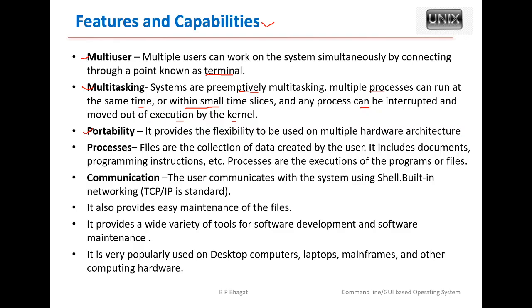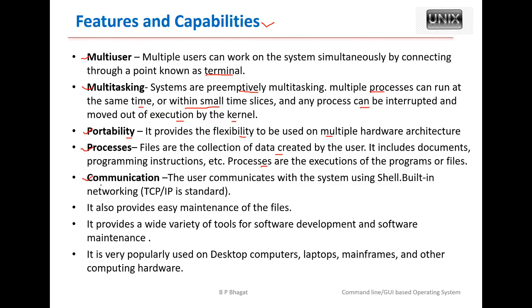The third feature related to the Unix operating system is that it provides the flexibility to be used on multiple hardware architectures. That means files or programs can be easily moved from one kind of hardware architecture to another. That's why we call it portable. Then processes. Files are collections of data created by the user. They may consist of documents, programming instructions, folders, and so on. The processes under execution, that is the programs or files, are given to the processor, and with the help of the operating system we execute the processes, and the corresponding results are shared with the user.